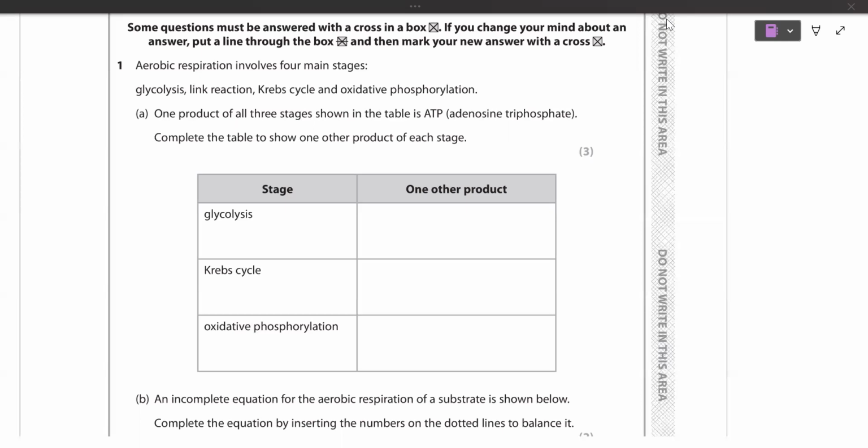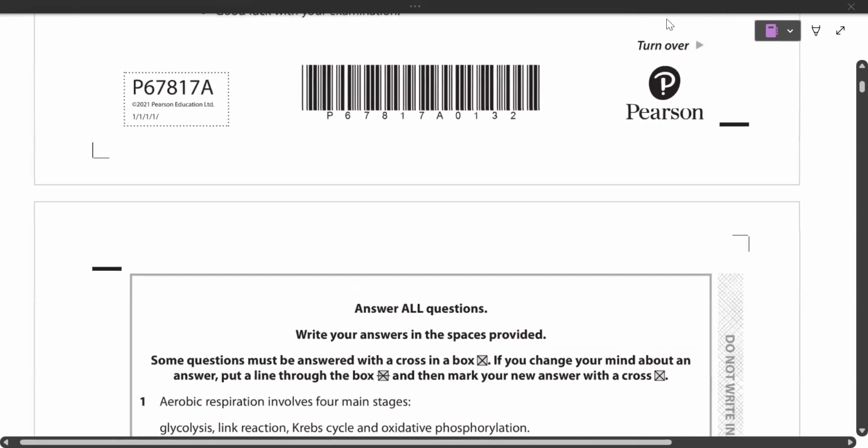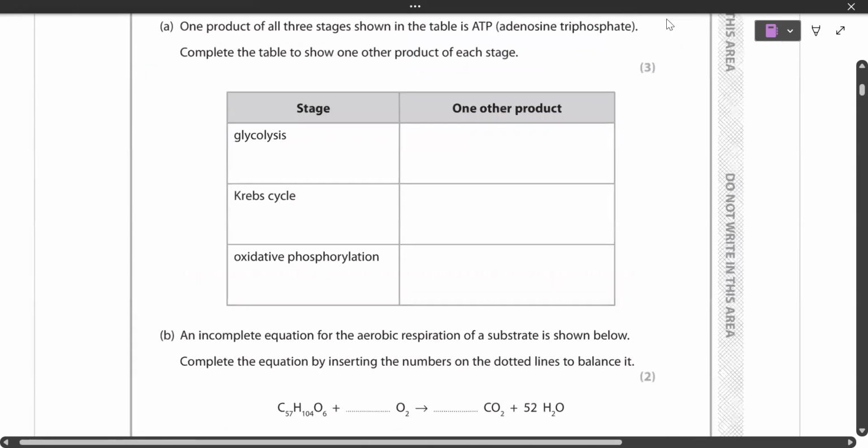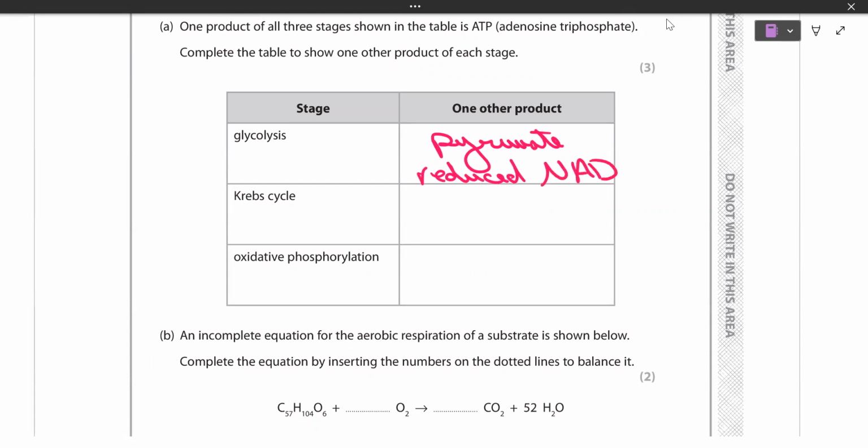for each stage. We know well that the product of glycolysis is the pyruvate or pyruvic acid. A second, we should write here pyruvate. Or we could also write reduced NAD. If you remember glycolysis, the link reaction, we can write either pyruvate or reduced NAD, and we continue a series of reactions in the Krebs cycle and the oxidative phosphorylation.